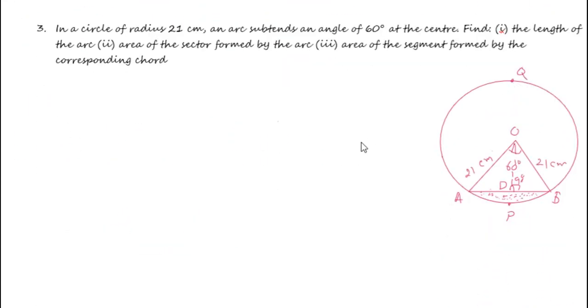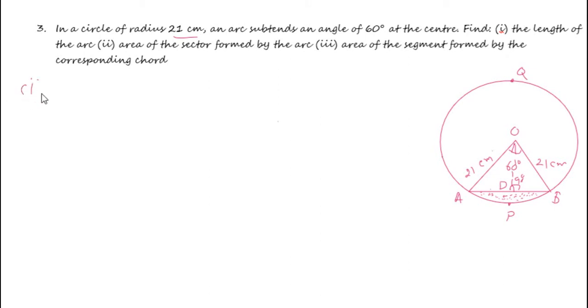Next problem. In a circle of radius 21 centimeter, an arc subtends an angle 60 degree at the center. Find the length of the arc APB. Second, area of the sector formed by the arc, area of the sector, and area of the segment formed by the corresponding chord.